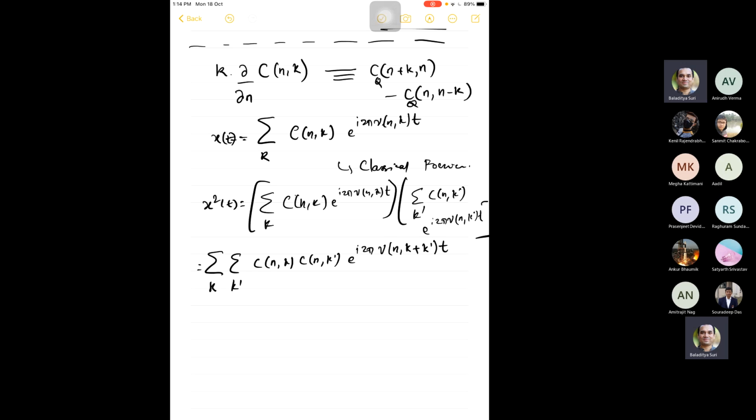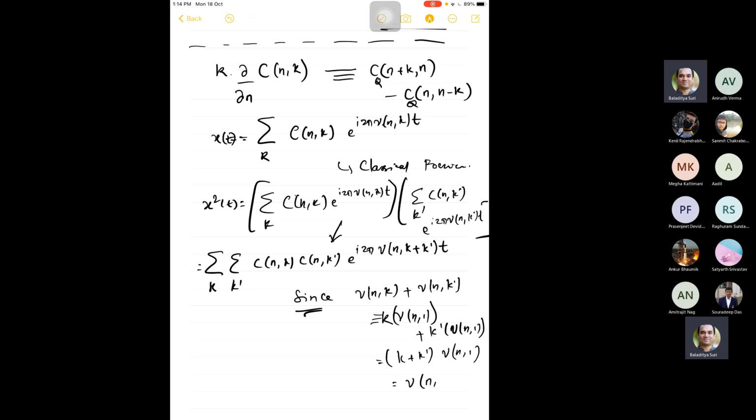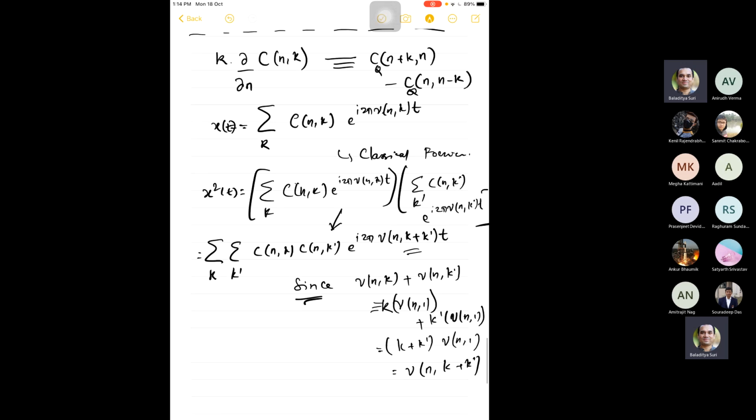Okay, this formula is clear, right? This summation essentially becomes this, because nu of nk plus nu of nk prime classically is k times nu of n1 plus k prime times nu of n1. This is k plus k prime times nu of n comma 1. This is nothing but nu of n, k plus k prime. This is how I have written it. This goes into this exponent here.